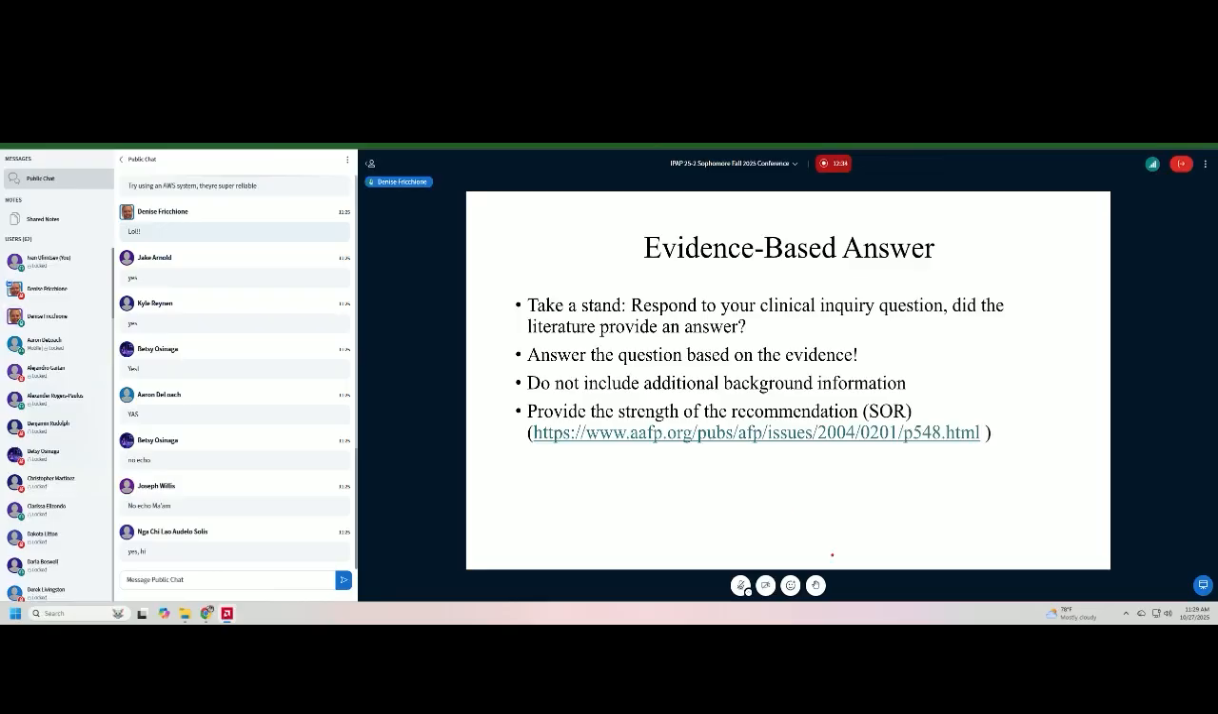Okay, your evidence-based answer. Remember, you need to tell us, was it supported? And only was it supported on the evidence, not your opinion. Do not go into a bunch of background information. Like in this section, we don't need you to explain anything. Assume that whoever would be reading your clinical inquiry actually has some medical background.